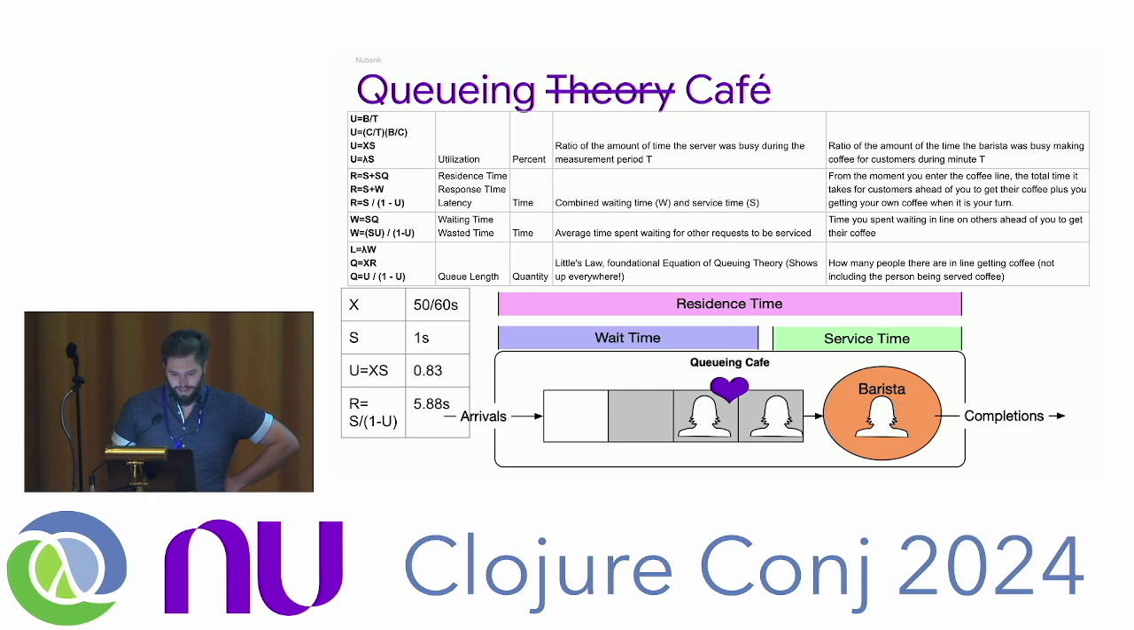And lastly, we have Little's Law. So this is queue length. This is how many people are there in line getting coffee, not including the person at the head of the queue.